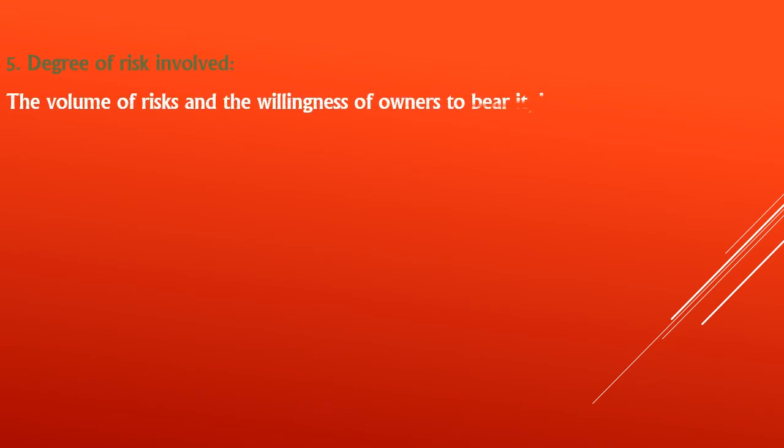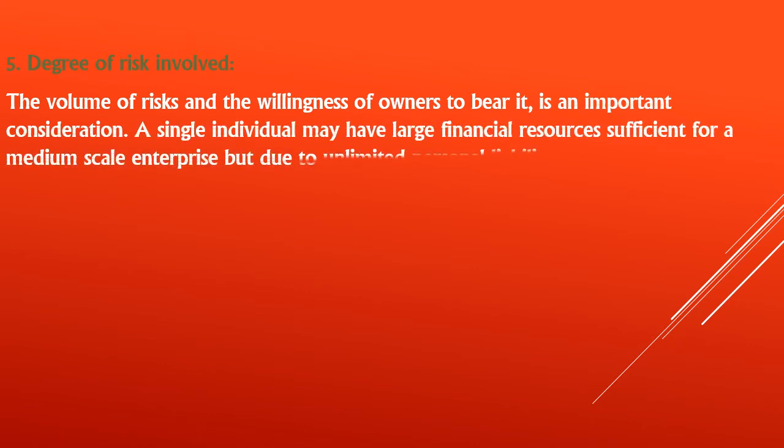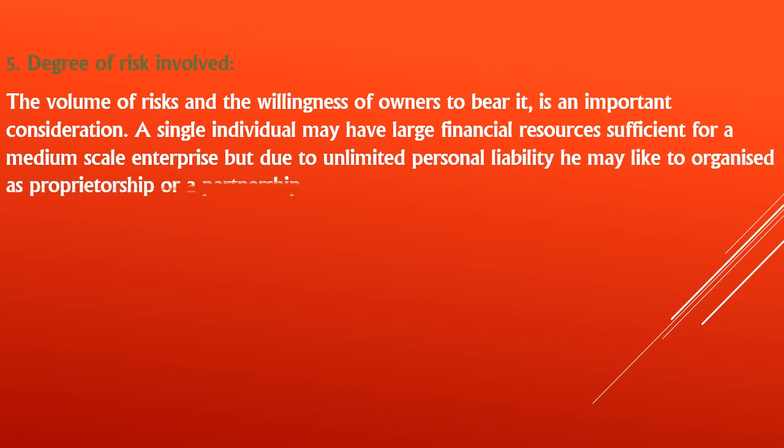Number 5, degree of risk involved. The volume of risk and willingness of owners to bear it is an important consideration. A single individual may have large financial resources sufficient for a medium scale enterprise, but due to unlimited personal liability, he may like to organize as proprietorship or partnership. So, the amount of risk and the willingness of risk that the owner agrees to bear.